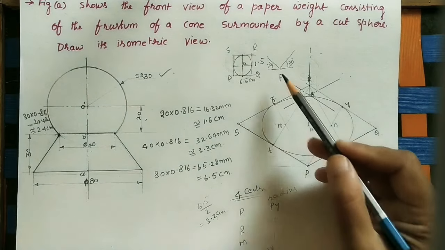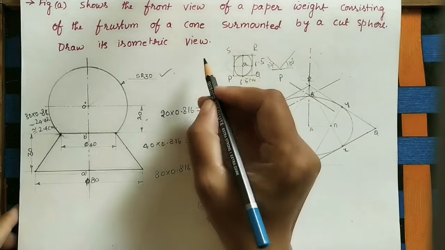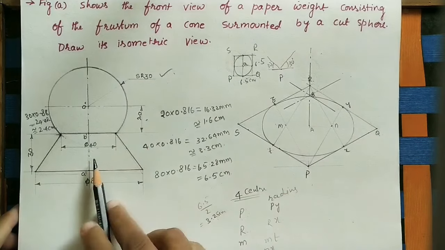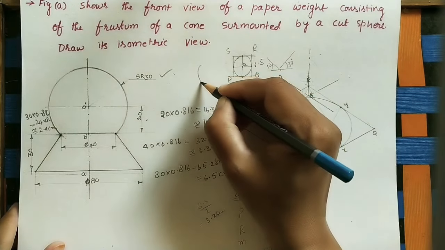Okay, after getting the axis lines, as I told, this is a circular one. Just similar to this, how much diameter do we have to take? 40. But for 40 we are taking 3.3 cm. Okay, roughly draw one circle.